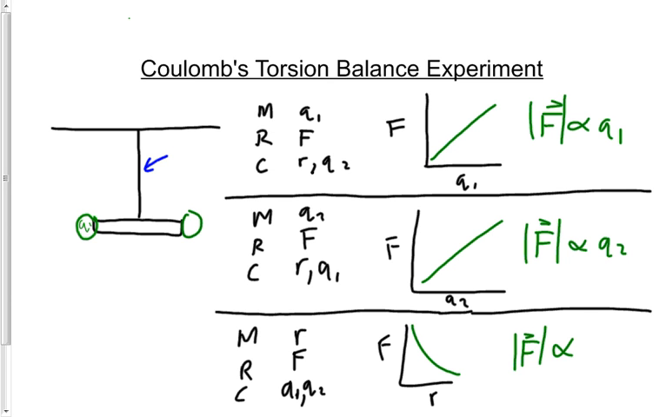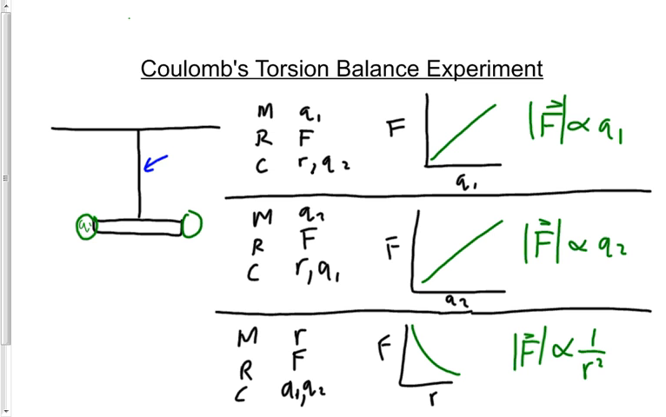In the bottom one, as R goes up, what happens to F? It goes down. That's not a linear relationship at all. In fact, it's not even an inverse relationship. It turns out to be an inverse square relationship here. As R goes up, F goes down really quickly. As R goes up, F goes down quicker than R goes up because it's an inverse square relationship.